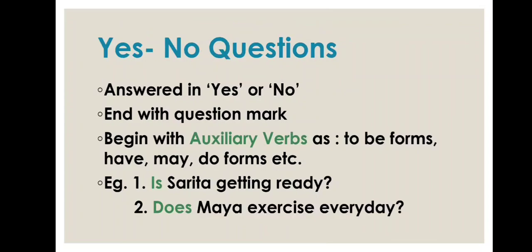Now see here, is an auxiliary verb. Does is a do form. So as these questions begin with the auxiliary verbs do or to be form, and they end with the question mark, and they can be answered only as yes or no, these are good examples of yes-no questions.